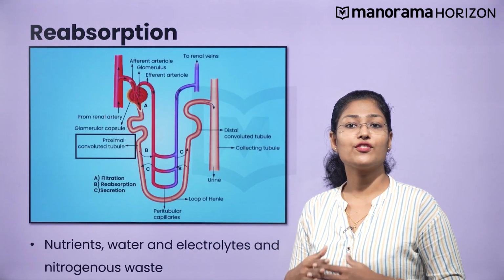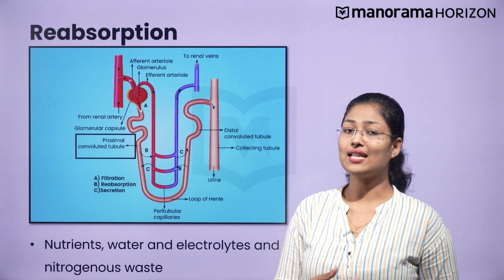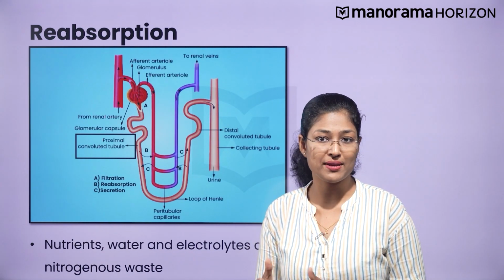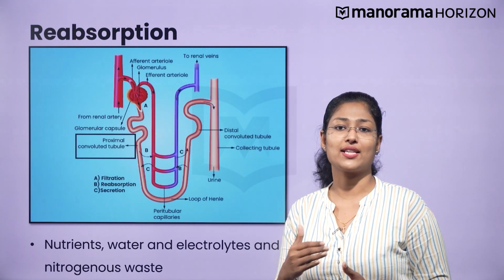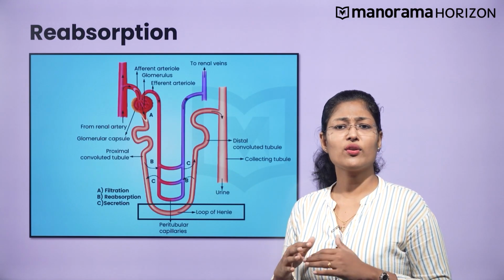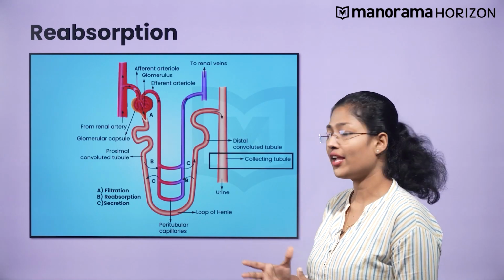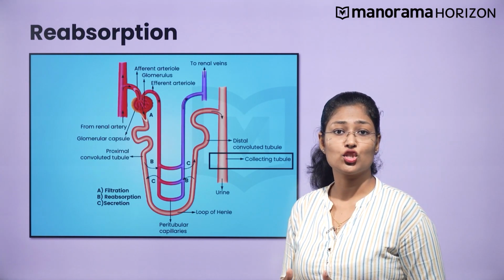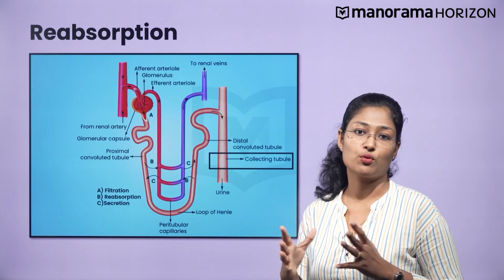Large amounts of the active reabsorption of nutrients, water and the electrolytes occurs in the proximal convoluted tubule or the PCT, and the nitrogenous waste are absorbed by passive transport. A low rate of reabsorption takes place in Henle's loop or the loop of Henle. Water is mainly reabsorbed from the collecting tubule or the collecting duct through the process of osmosis.